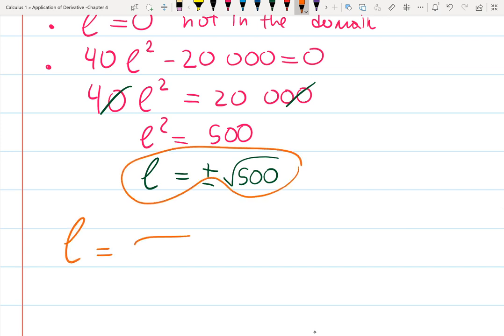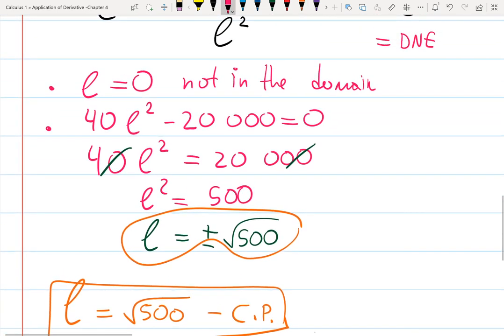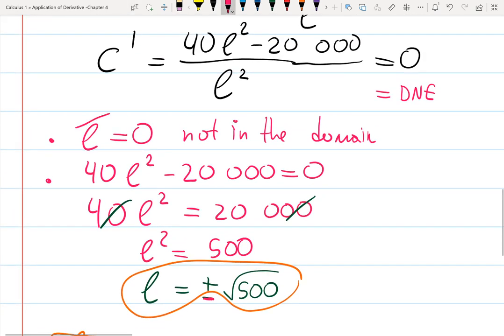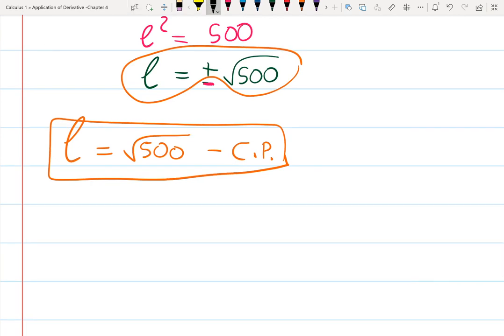L equals the square root of 500 is the only critical point here because all the others are not in the domain. Let me point this out. The negative square root of 500 is not in the domain, and the 0 is not in the domain as well. Nice. Now what do you want to do?